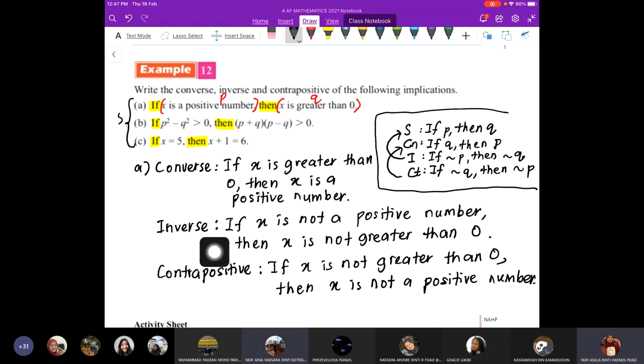Tak tahu Miss. Apa tak tahu? Tengok ni. If tilde P. P saya mana satu? Yang P square minus Q square greater than 0 tu. Alright, so ni adalah P. Macam mana saya nak negatekan dia? If P square minus Q square.